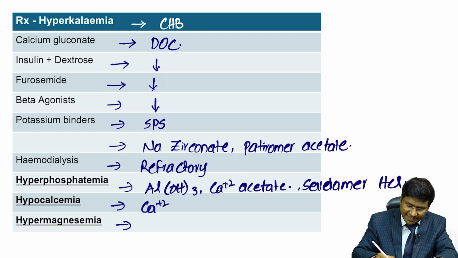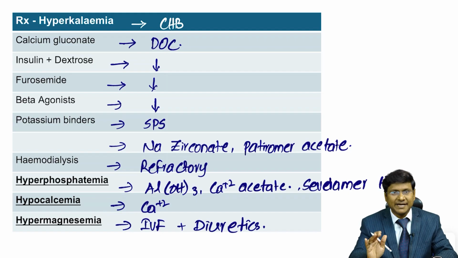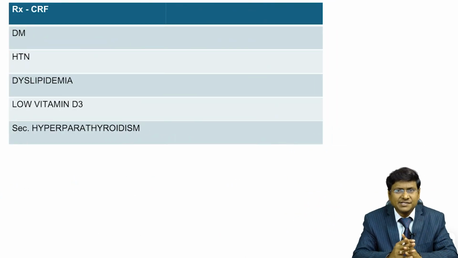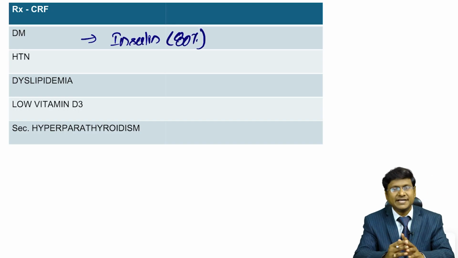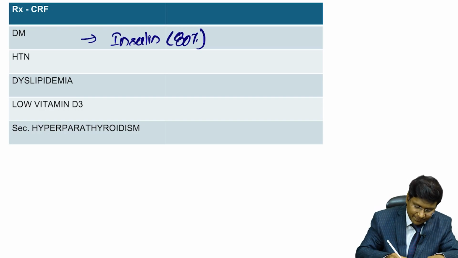Next, hypermagnesemia: you need to give IV fluids, that is normal saline, and along with that you can give diuretics which will flush out the magnesium. That is the treatment for hypermagnesemia. Now, the most common cause for chronic kidney disease is diabetes mellitus. So you need to give insulin. But you should give only 80% of the calculated dose, because the insulin half-life increases in chronic renal failure. There is an increased chance of hypoglycemia.